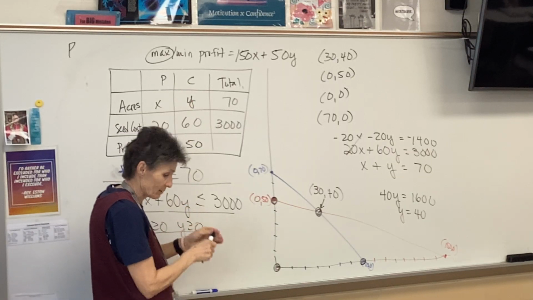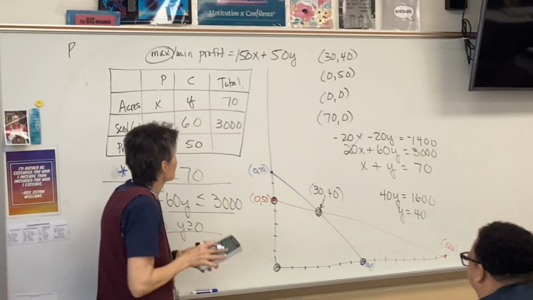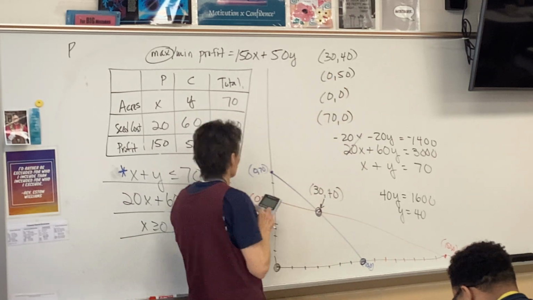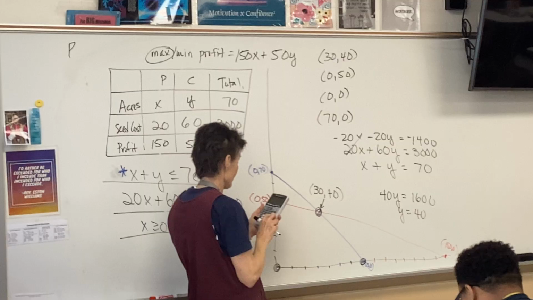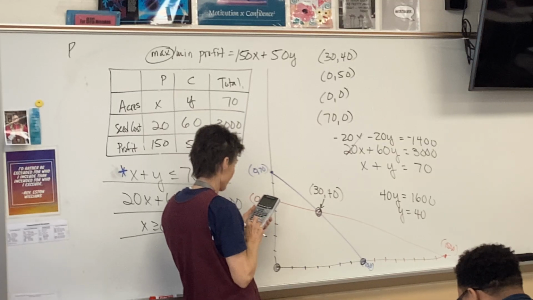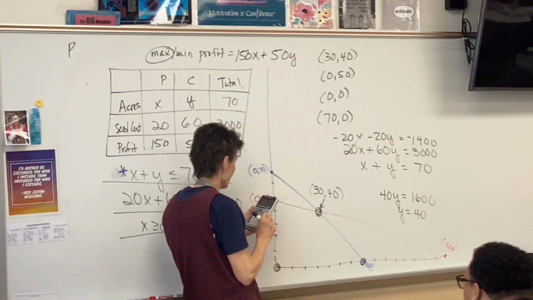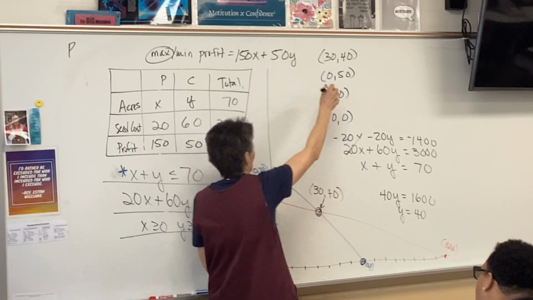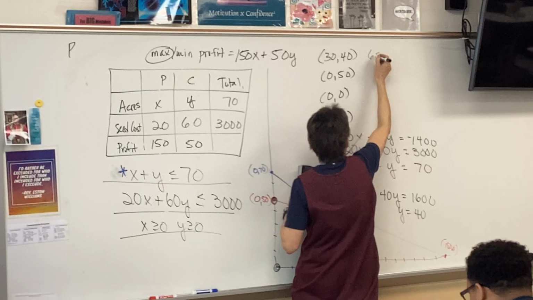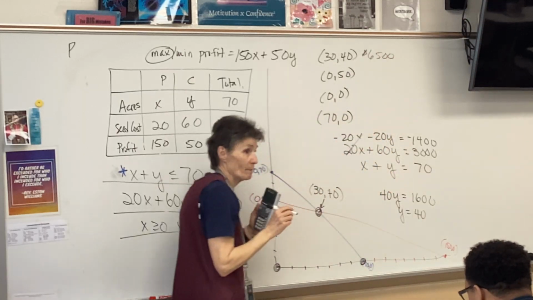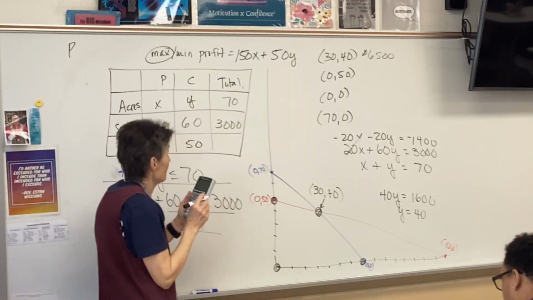Alright, so let's see where we get the most money. If I do that 30, 40 point, 150 times 30 plus 50 times 40, just plugging in 30, 40 right here. I got 6,500. So that's how much money I'll make if I do that.